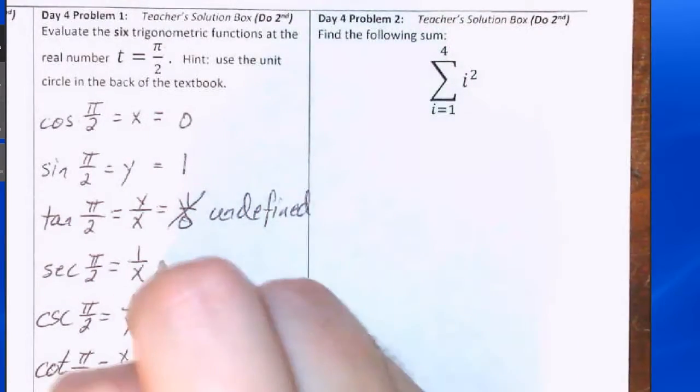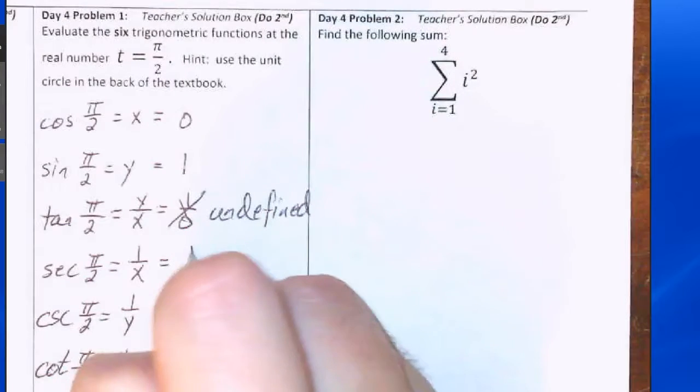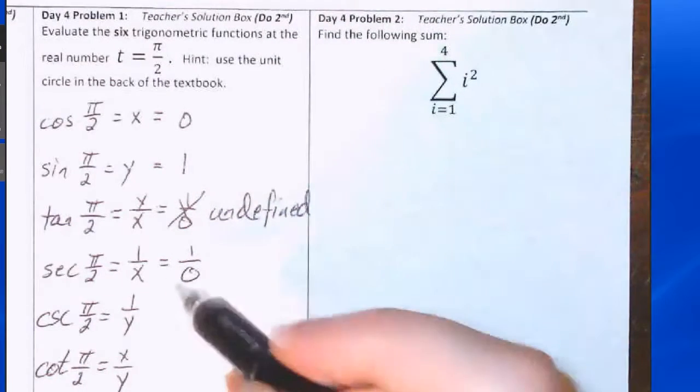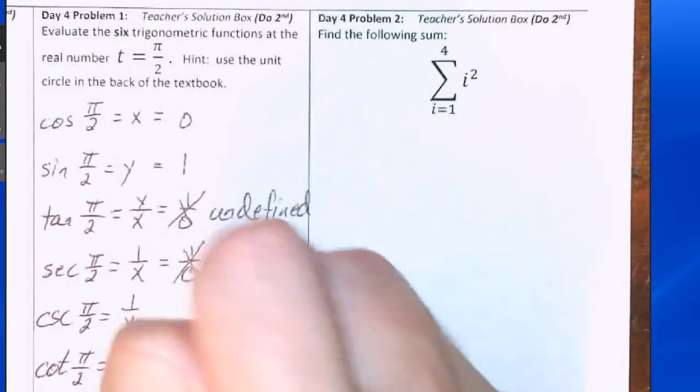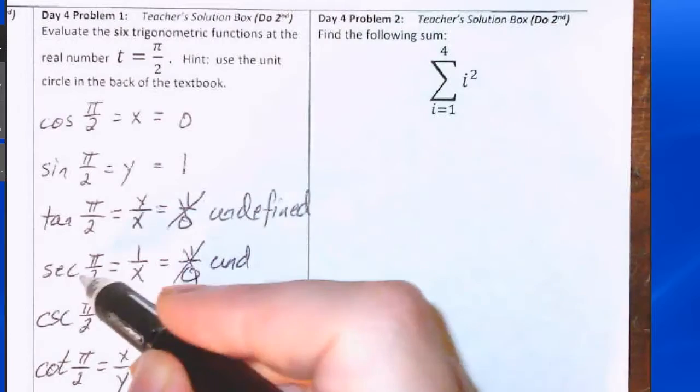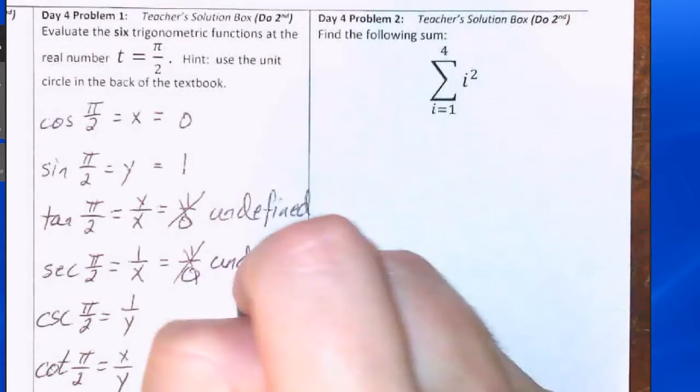Secant is 1 over x. That's going to be 1 over 0. And again, we have to say undefined for that. There is no secant value for a pi over 2 radian angle.